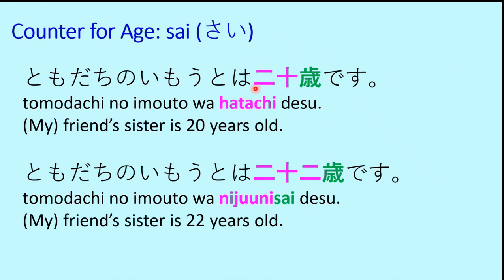So this is 20 years old, this is 22 years old. So this is very, very important. So this exception, hatachi, and also the other exceptions that we just discussed on the numeral slide previously in our last two slides, those are very, very important to remember.